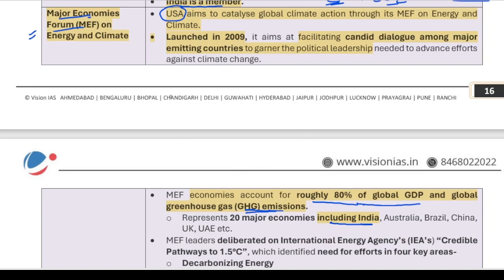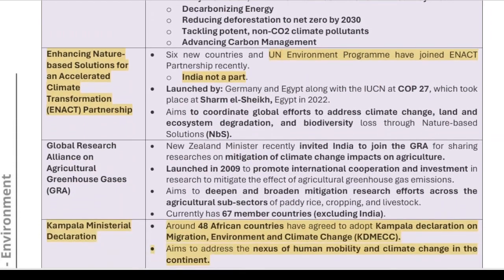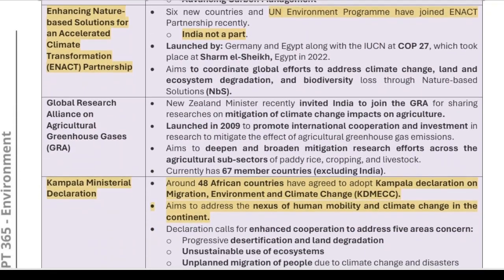So what will the US do? The US will bring all these major economies under a forum, and it will urge these countries to have a dialogue on climate change and reduce carbon dioxide and global greenhouse gases.